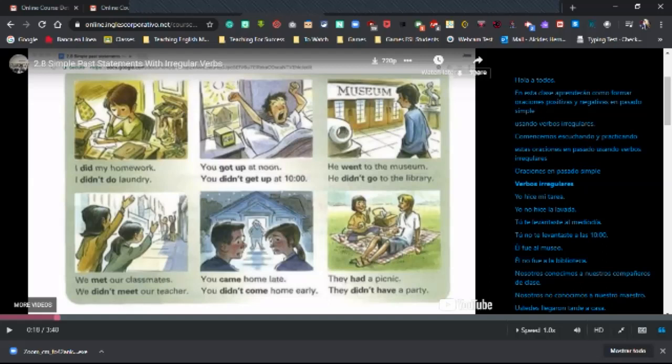Okay, the next one is: you came home late. Come, venir. In past, came. Come, present; came, past. Okay? So the pronunciation: come, came. Very good. So what is the question here for the past? What did you come late?